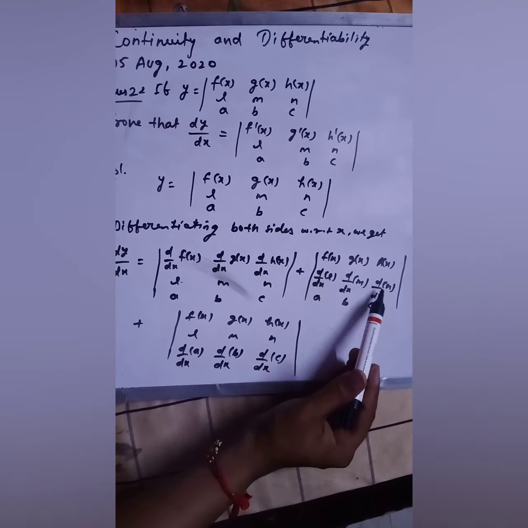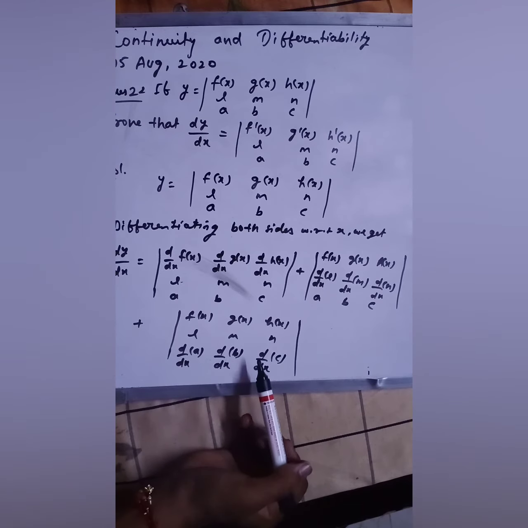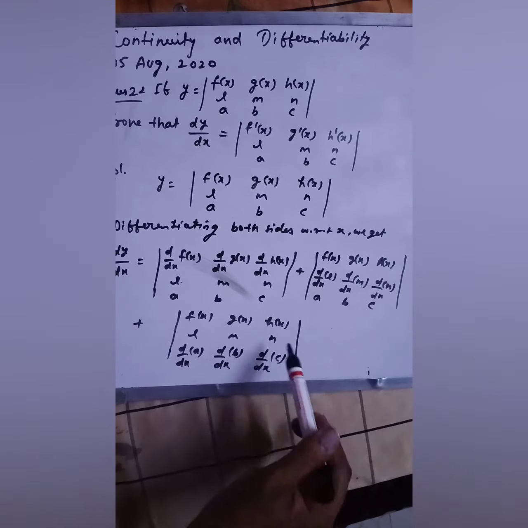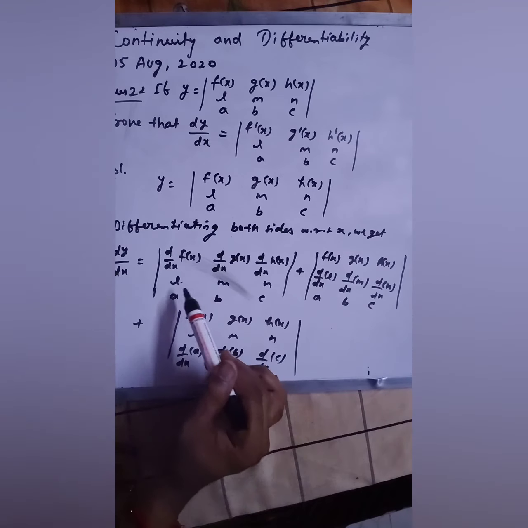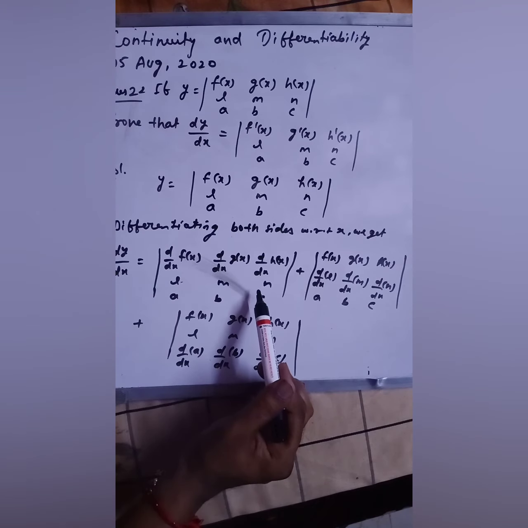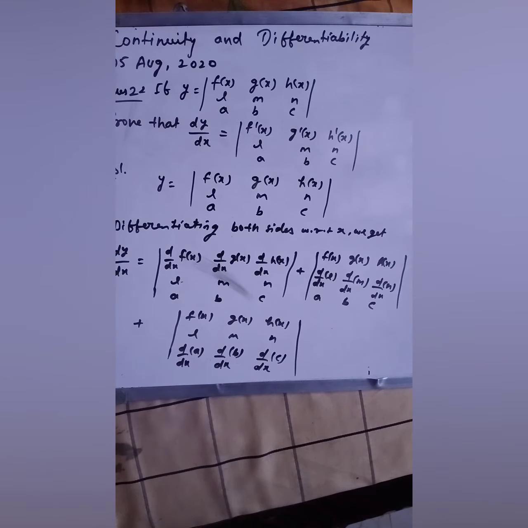So all the elements of the second row are 0, and all the elements of the third row are 0. So the value of this determinant will be 0 and the value of this determinant will be 0, and this would be the final answer. So I'm solving this on the next page. Just wait.